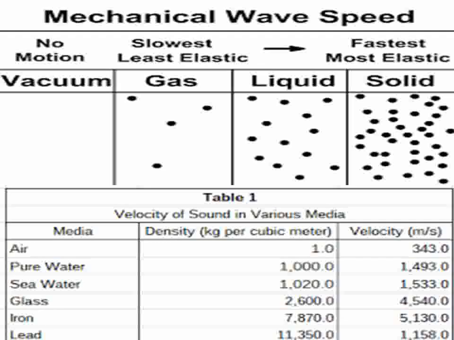In iron, it is 5130 meter per second, and in lead, that is 1150 meter per second. That is, in comparison to air, the speed of sound is more in iron.